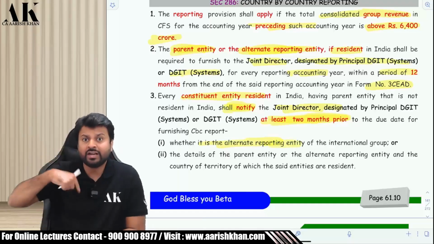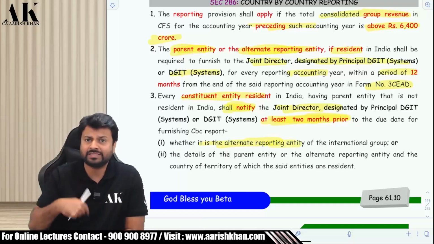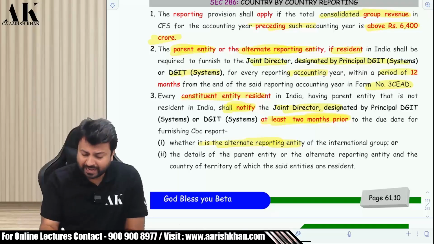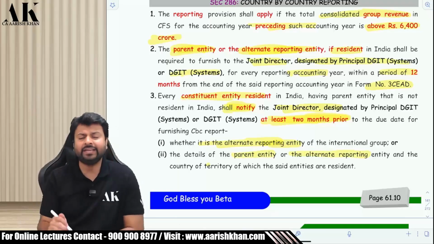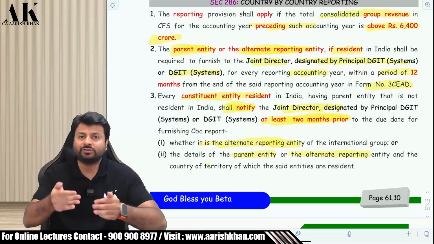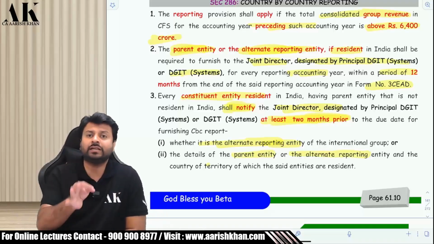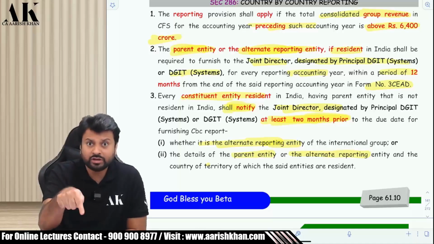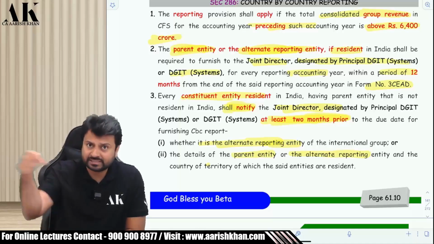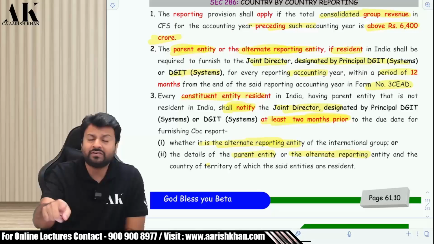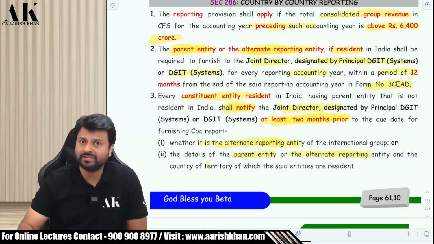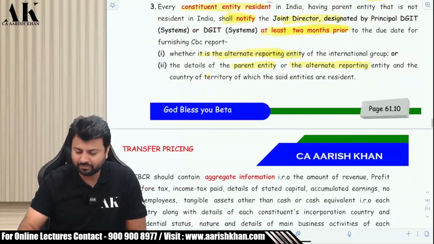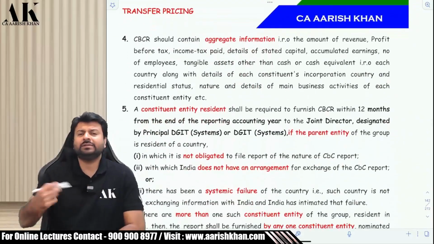If it is an alternate reporting entity, then the Indian government will take CBCR from Sony India, and if it is not, then who is the alternate reporting entity? Who is the parent entity? The Indian government wants to know at least 2 months prior to the filing of CBCR who is ultimately going to file the CBCR. Are you going to file the CBCR, Sony India? If yes, tell us, notify us. If you are not going to file, then who is going to file? Tell us. We will do an automatic exchange of information agreement with them, and we will get the information from them.